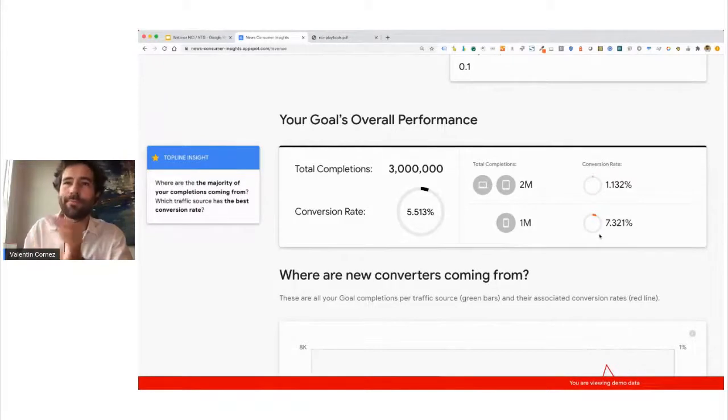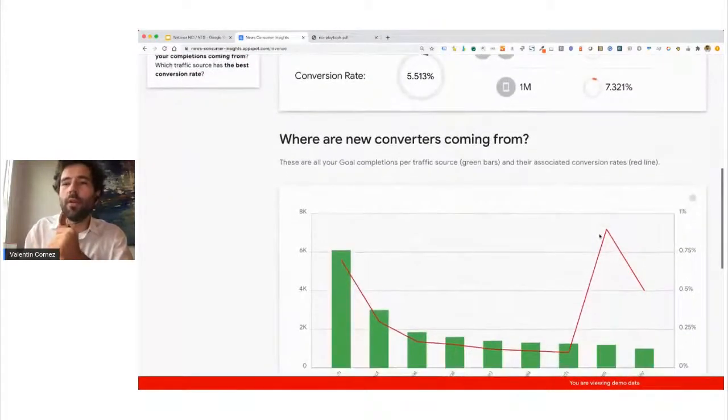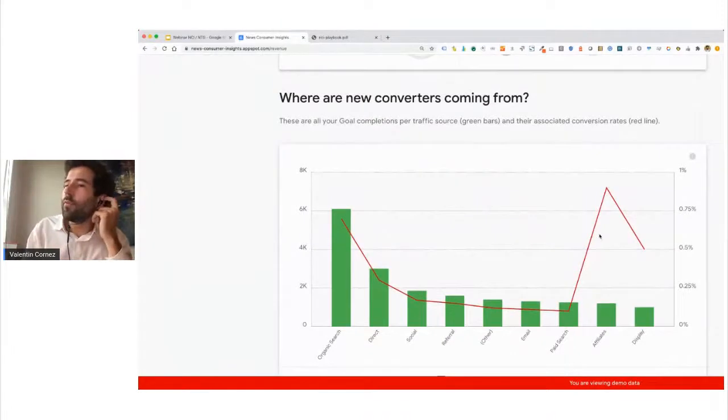If you go down, you will notice that this time we've looked at your conversion rate and your conversions per traffic source. So we are segmenting your converters per traffic source. The green bar will be the volume of conversions, right? And the red line will be the conversion rate.